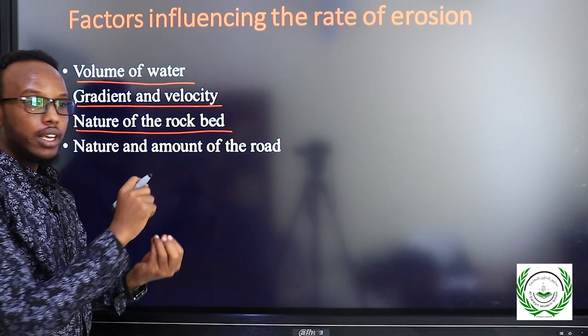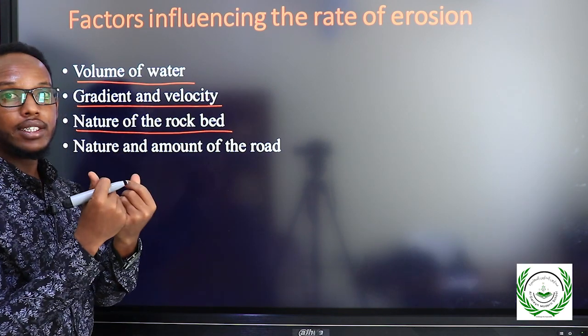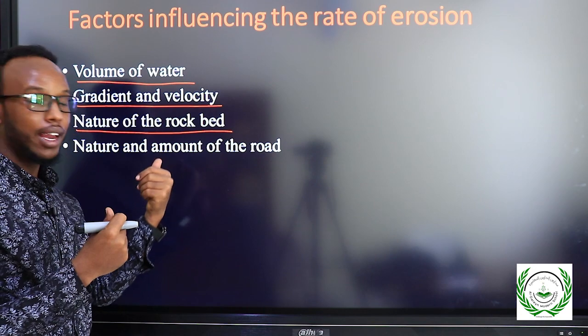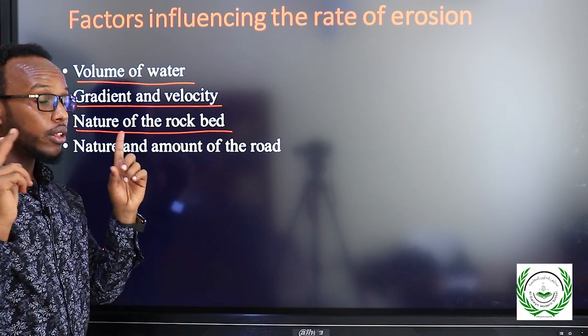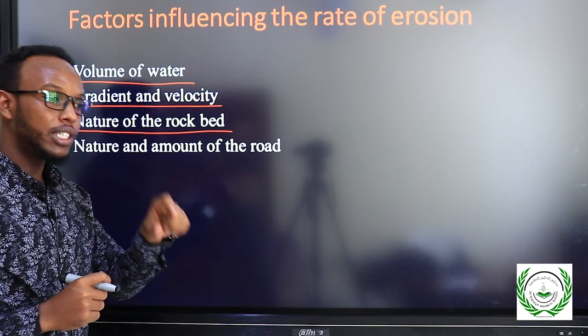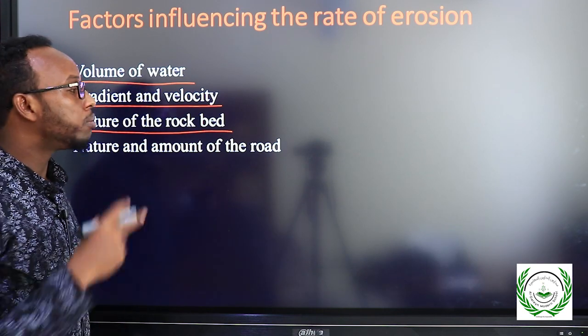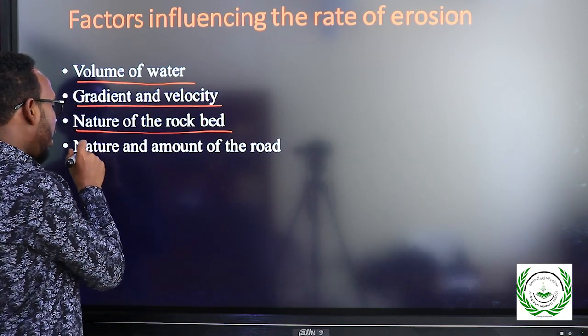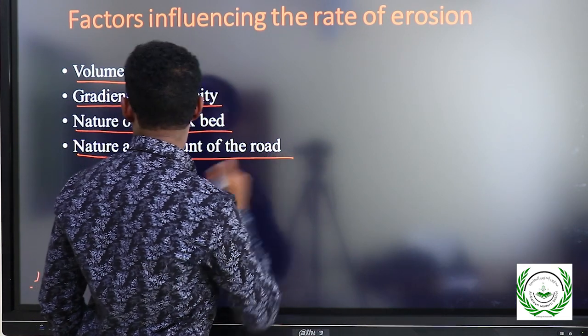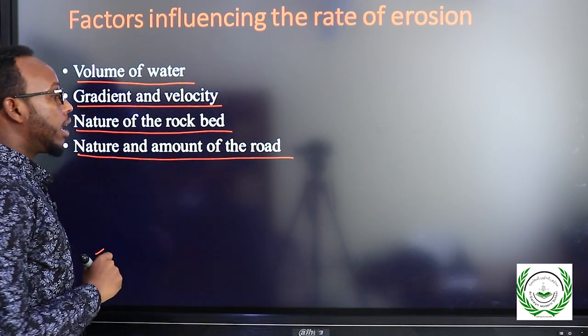But if the rock is very soft or very light, that means there will be more erosion. The last factor is nature and amount of the load.